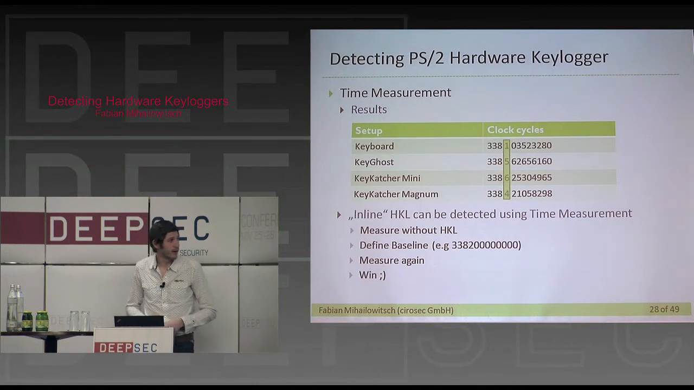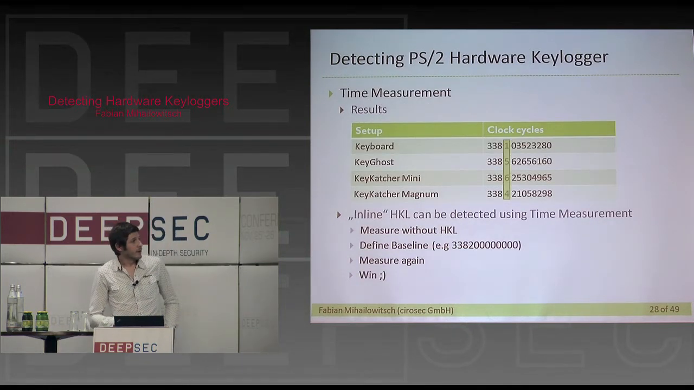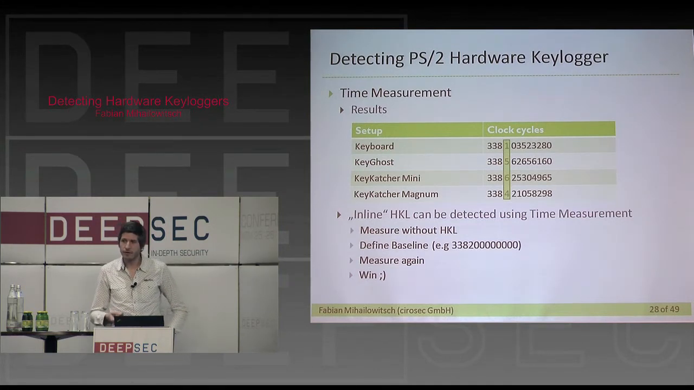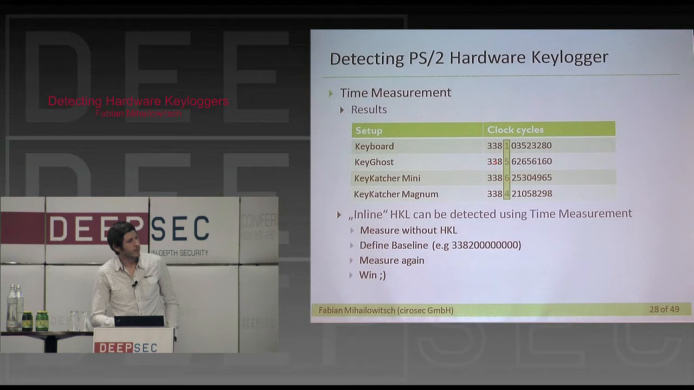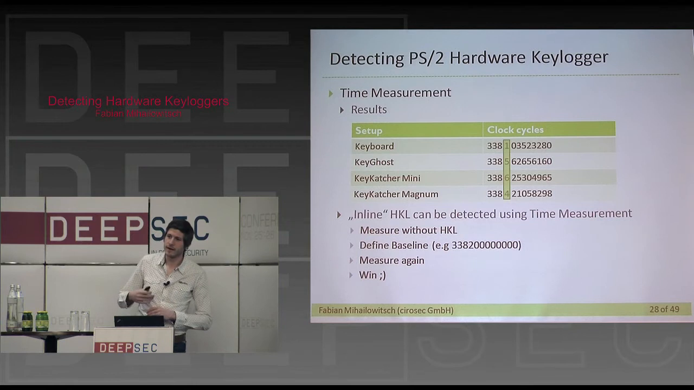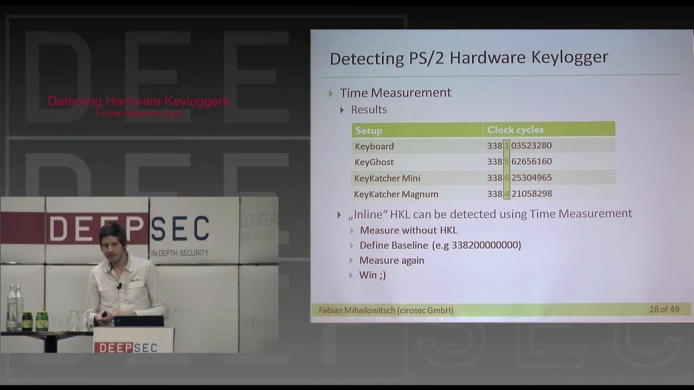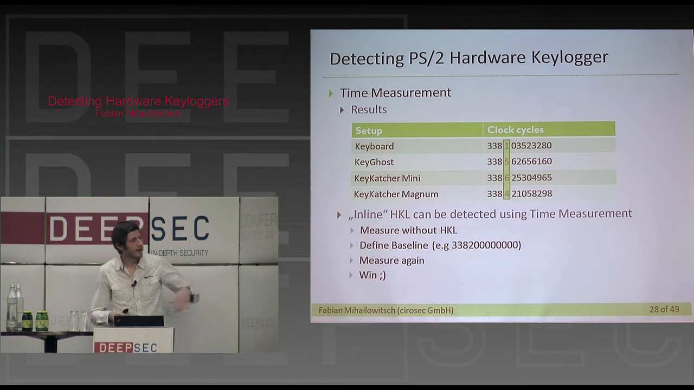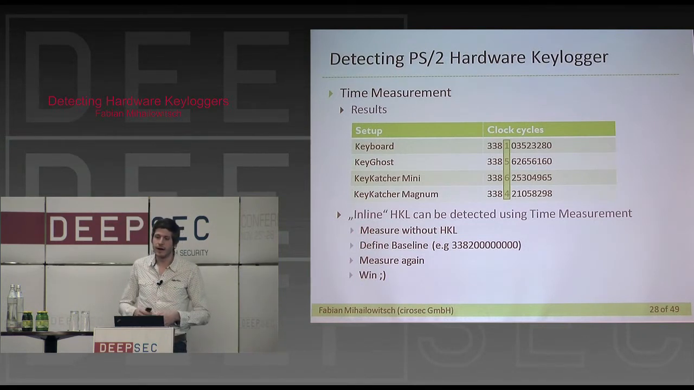And those are the results. You can see in the setup the keyboard and the three PS2-based keyloggers I used, KeyGhost, KeyCatcher Mini, and KeyCatcher Magnum, and the number of clock cycles it took to run the code on my CPU. What you can see is that for the keyboard alone it takes 3381, and once these are present, this increases to 3385, 3386. It takes more clock cycles to run the code, and it's reproducible. It's not just one test I've done. I've done various tests, and it works reliably on my system.